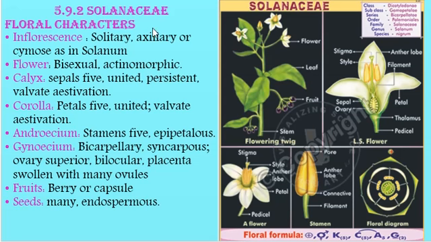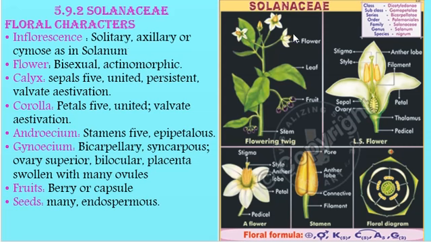The floral characters of the plants which belong to family Solanaceae. First we need to discuss inflorescence. In one of the videos you learnt about the two types of inflorescence: one is cymose inflorescence and another one is racemose inflorescence. Here the inflorescence is solitary. Solitary means single. The inflorescence consists of only one flower.